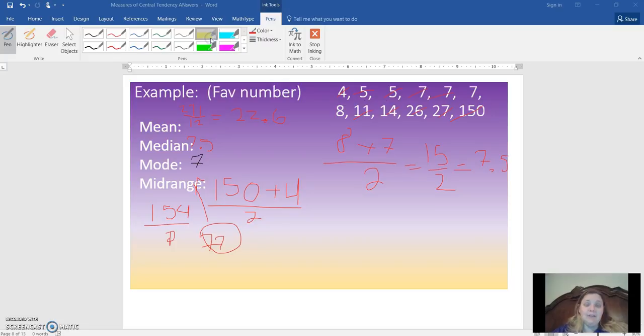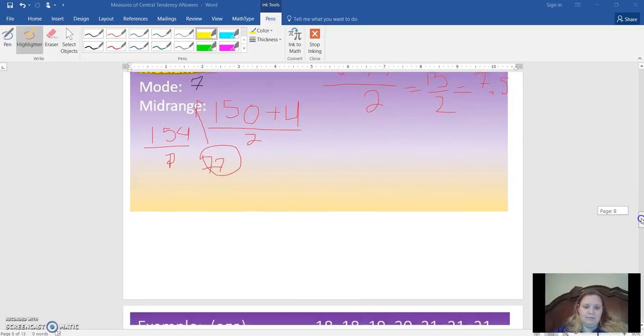So in this particular case, the best type of average is median, because this 150 is skewing the data for the mid-range, and it's skewing the data for the mean. So even though on interval ratio, which is data with pure numbers, the best thing is usually the mean, sometimes median is better. Okay, let's look at another example.